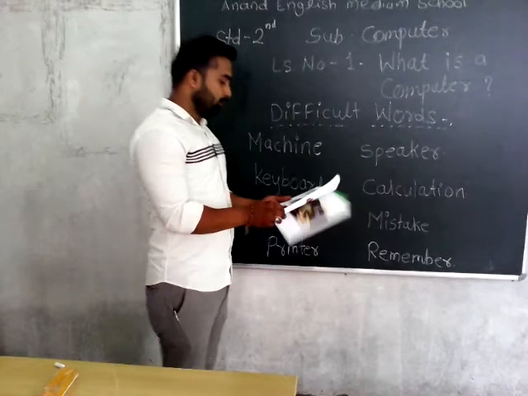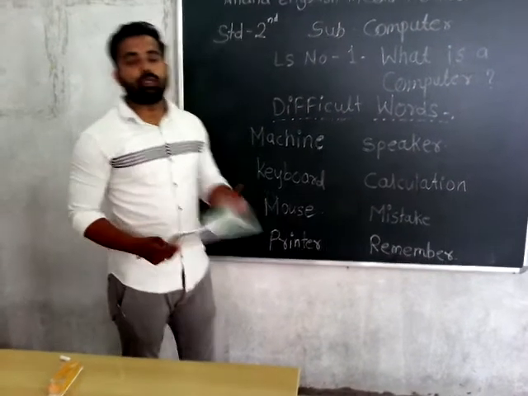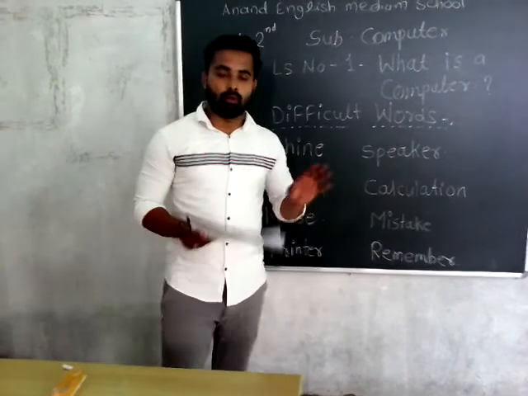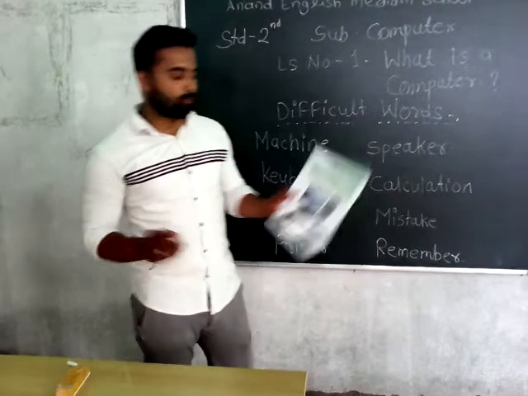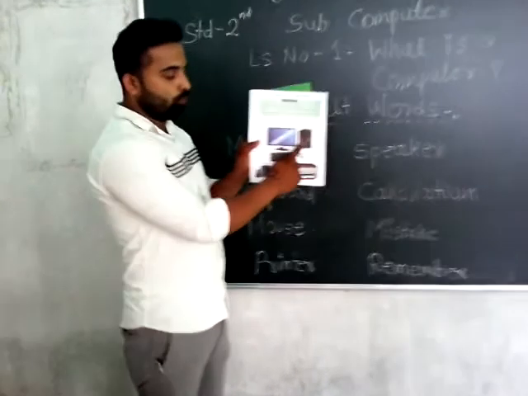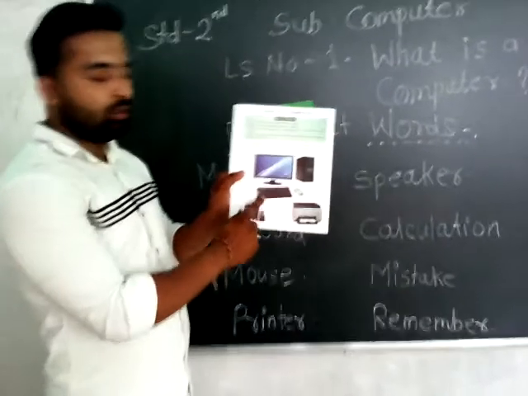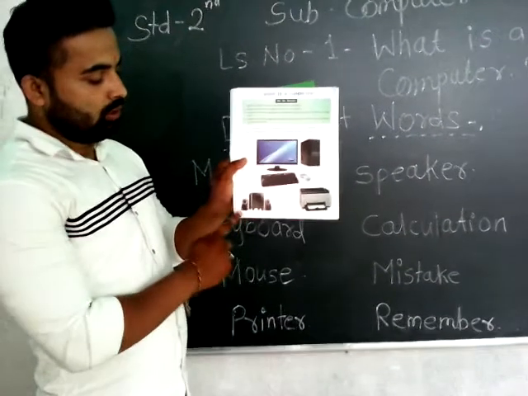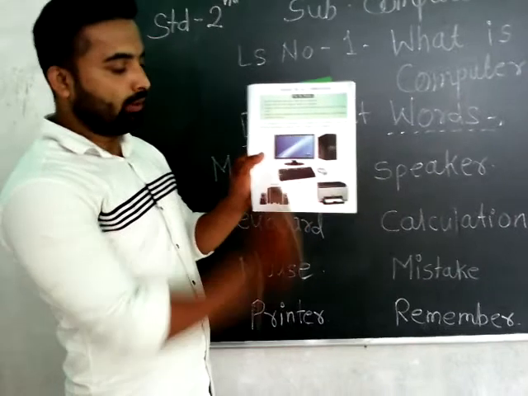Then we will revise what the parts of the computer are. First of all, parts of the computer. These are the parts. First one, monitor. Second one, CPU. Third one, keyboard, mouse, speaker, and printer.